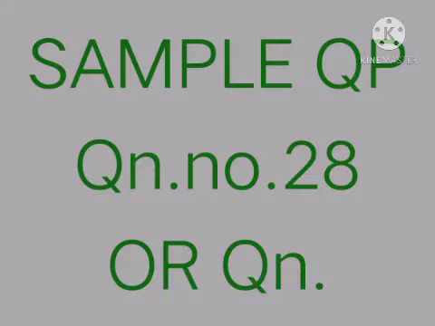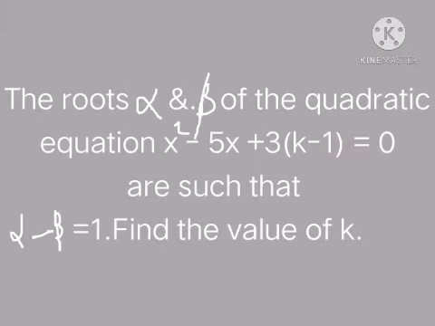Then there is question number 28, which has an OR question too. That question is: the roots alpha and beta of the quadratic equation x square minus 5x plus 3 into k minus 1 equals 0 are such that alpha minus beta equals 1.